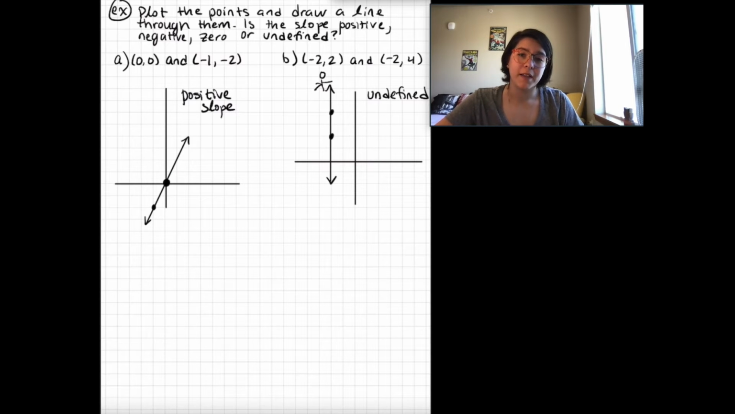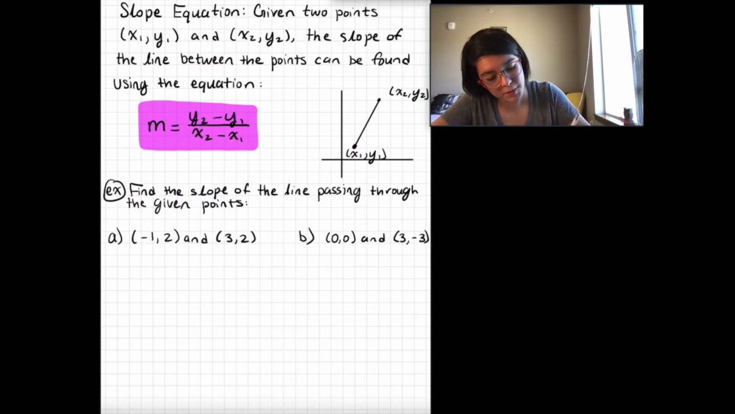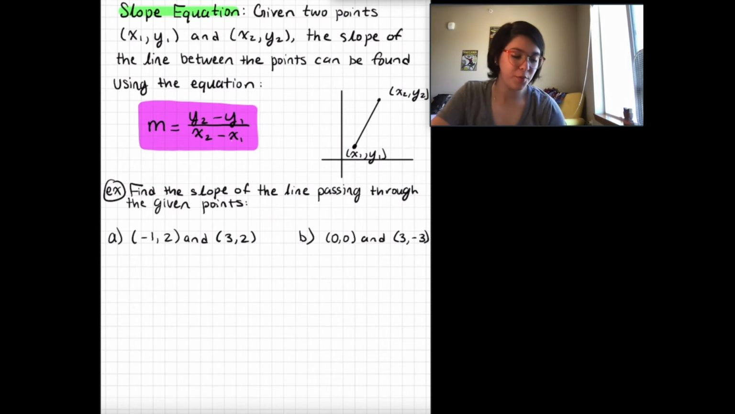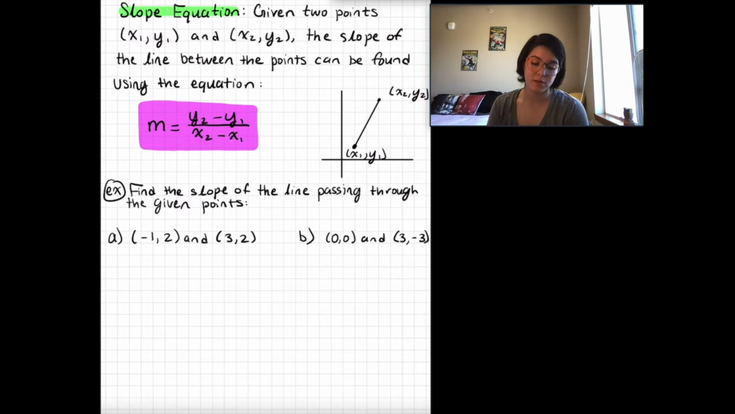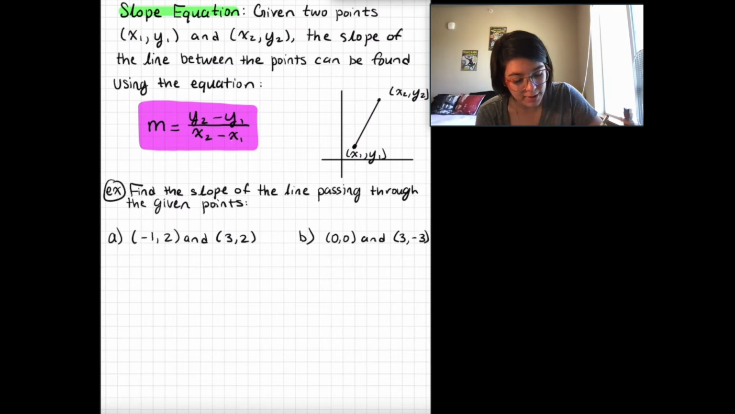So now we're going to look at how to find the actual value of our slope. So we can look at an equation. We have our slope equation. So if we're given 2 points, x1, y1, and x2, y2, we can find the slope between the points using the equation y2 minus y1 over x2 minus x1. So in other words, this y2 minus y1, well, that is our change in y. So we're taking our two y coordinates and we're subtracting them. So this is our change in y. In other words, we can call this our rise.